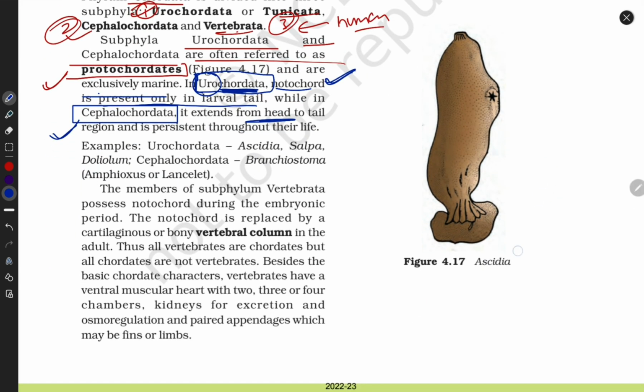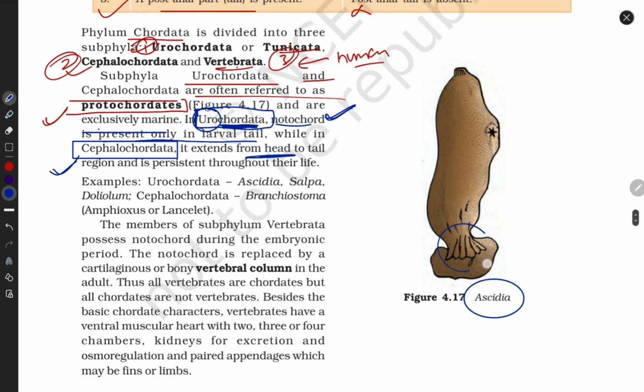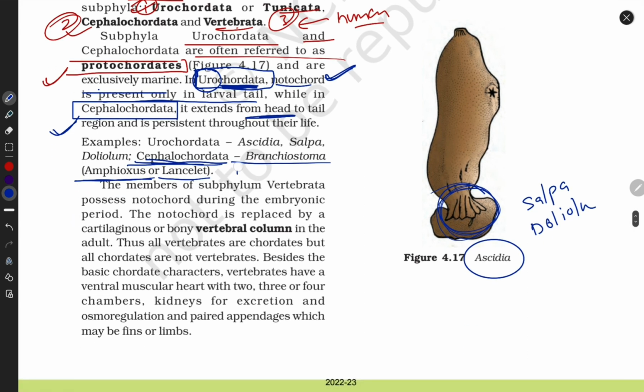Next, a urochordate example is Ascidia. Here is the nerve cord, and the notochord is present. Next example is Salpa. Another example is Doliolum. Now, a cephalochordate example is Branchiostoma. We can call it Amphioxus or lancelet. This is the fish, guys.